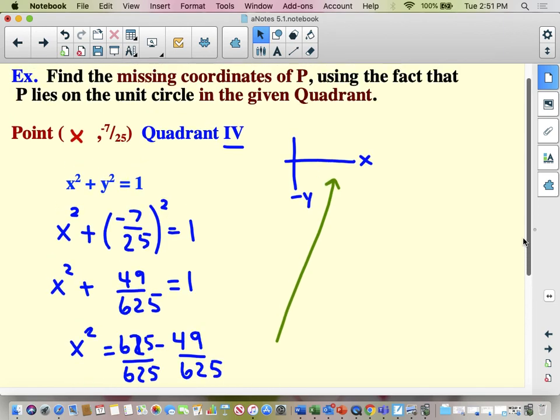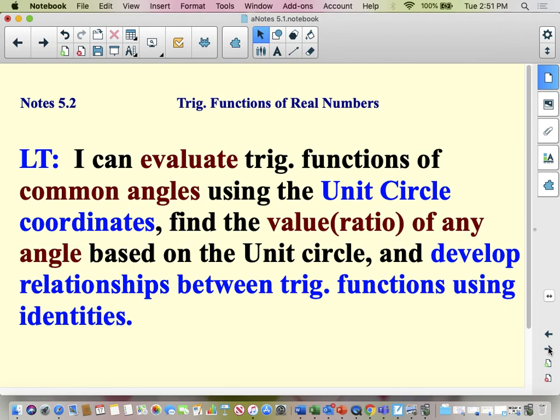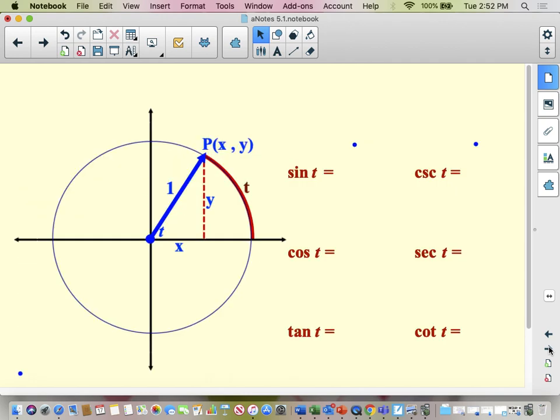So there I have the other missing x coordinate. So 24 25ths. All right, moving on to 5.2. I kind of mentioned this is a big day. But 5.2 is just more extensions on the unit circle. Okay, so you're going to learn about your reciprocal trig functions and other relationships between those values on the unit circle.